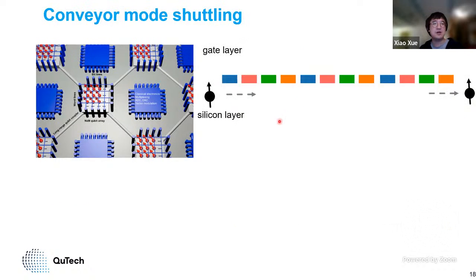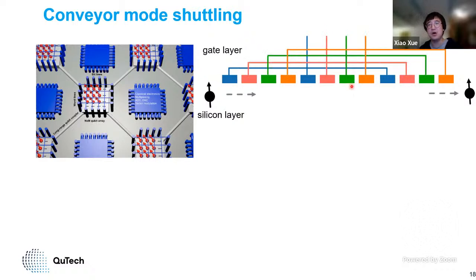Actually, this is not really the problem, because now we are considering working on this so-called conveyor mode shuttling. So you can imagine if I want to shuttle one electron from left to right, through all of these gates on the surface. I colored them in a period of 4. Basically the first, the 5th, and the 9th gate are all in blue, and I multiplex them together, and I multiplex all the red ones, all the green ones, and all the orange ones.